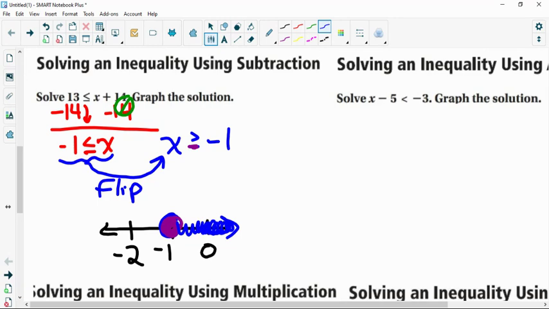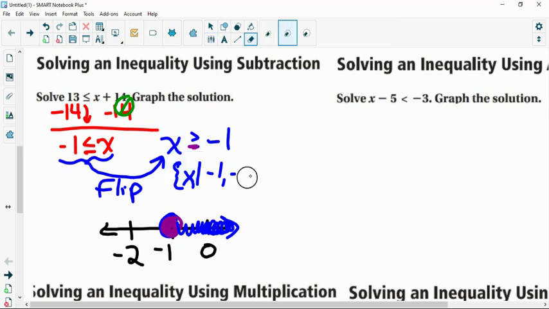What might be helpful is to think about what are all the possible numbers x could be. For instance, it could be negative 1, not negative. So from negative 1, then 0, and then 1, and then 2, and so on, which is now represented on the number line.